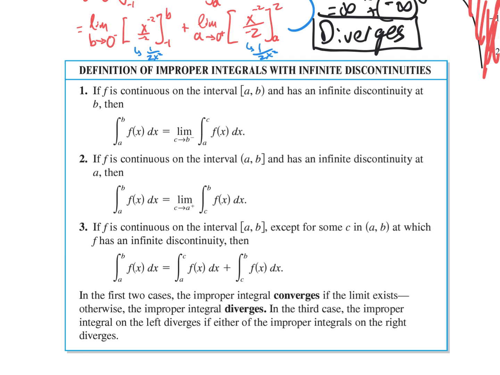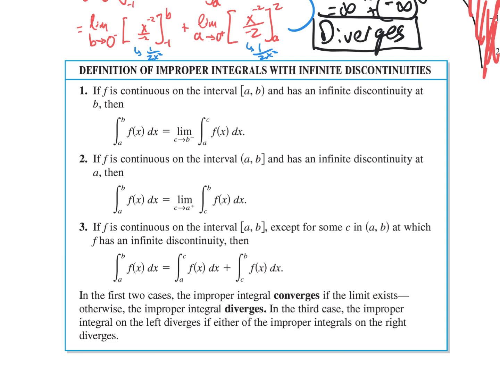So that's how we deal with that. If f is continuous on this interval and has an infinite discontinuity at b, then we can break it up like this. If it's continuous on a to b and has an infinite discontinuity at a, we can find that limit in this way as well. And if there's somewhere in between, like this c value like we just saw, we've got to break it up here. In the first two cases, it converges if the limit exists and diverges if it doesn't.